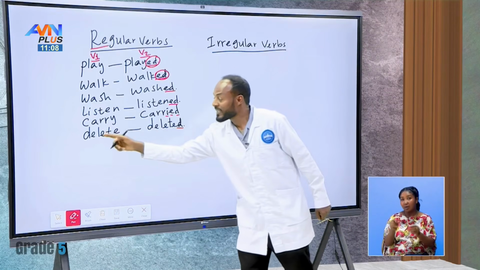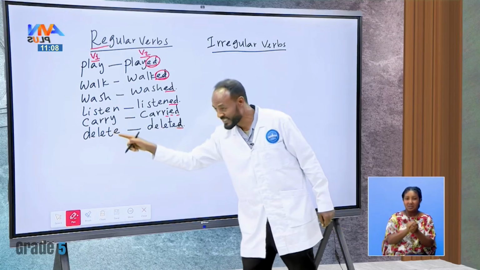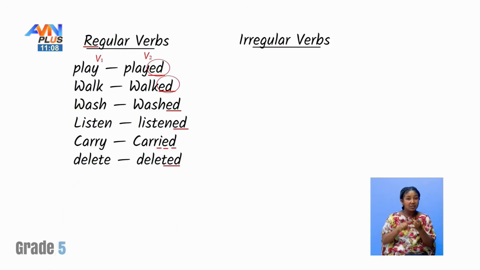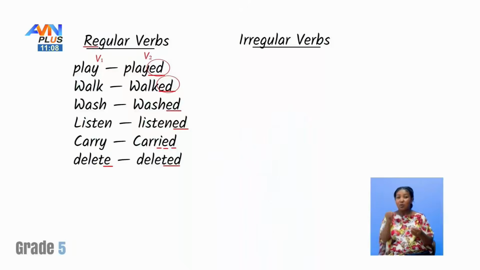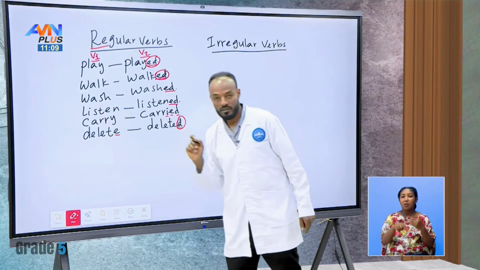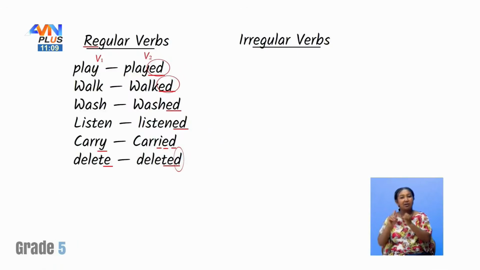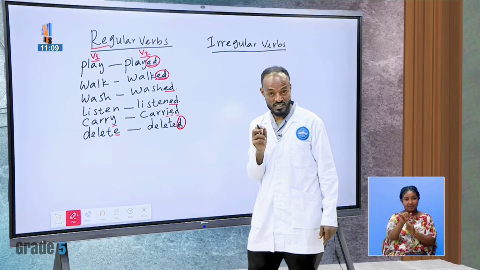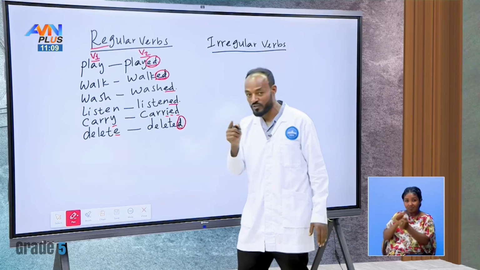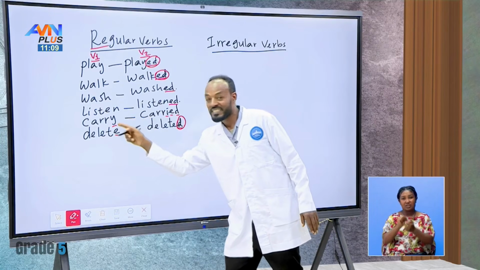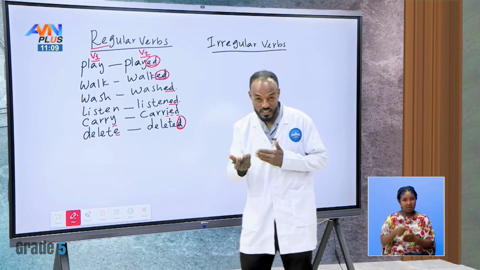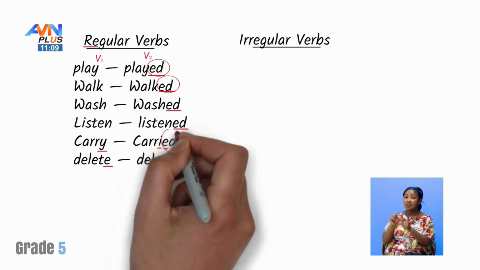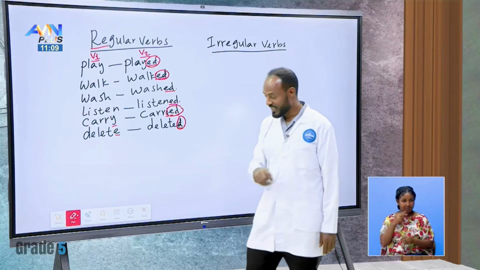For example, the word delete. When we say delete here, it ends in e, isn't it? So, no need to add another e. Then we simply add only d here. Okay? Bravo. What about carry? Carry. It ends in y, isn't it? So before we change into verb 2, we have to change y into i. Clear? Then we have to add ed. Such words can be said to be regular verbs. Is it clear? Nice to see then.